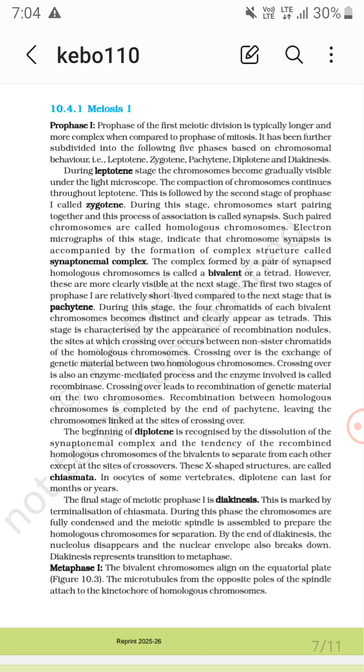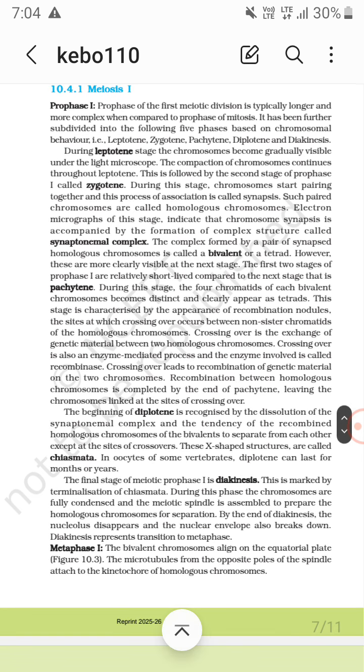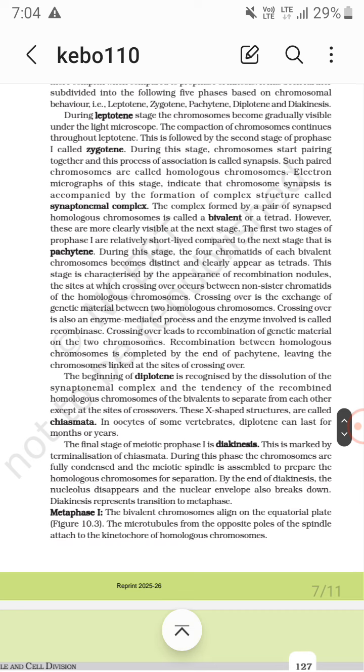In leptotene, the chromosomes become gradually visible under the light microscope. There is compaction of chromosomes that continues throughout the leptotene, and the second stage is zygotene. Now there is formation of the synaptonemal complex. The process is synapsis, that is pairing of homologous chromosomes. With the synaptonemal complex, a pair of synapsed homologous chromosomes is a bivalent or tetrad, because 4 chromatids are there. But this stage is more clearly visible at pachytene.